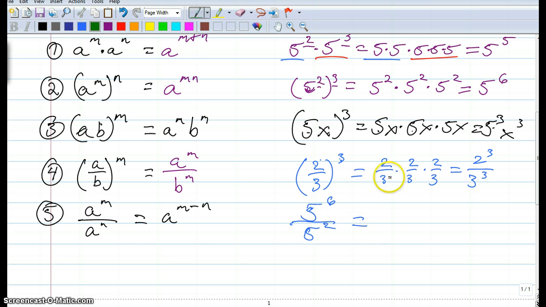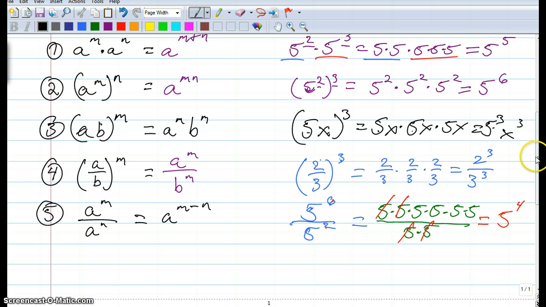Well, 5 to the 6th power means 5 times 5 times 5 times 5 times 5 times 5, how many is that? 6 of them. Good. Divided by 5 times 5. What's going to happen here is these 5s are going to cancel out. Since it's all multiplying, and we're dividing, they can cancel out, and we're left with 5 to the 4th power. How did I get from 6 and 2 to the 4th power? We subtracted them. 6 minus 2 is the 4th power.